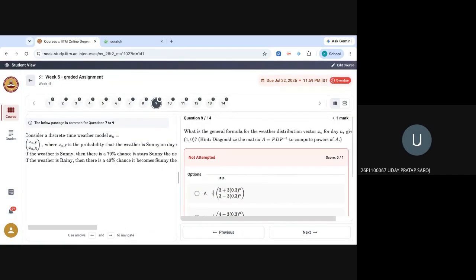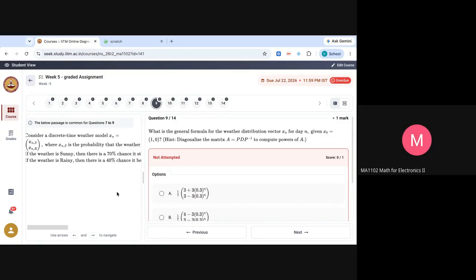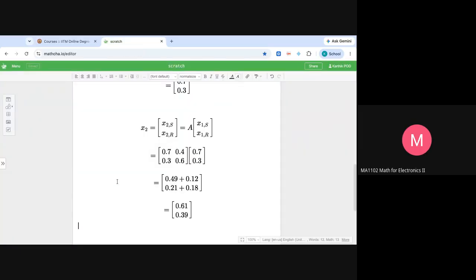Okay. Question number 9. What is the general formula for the vector? Now I think this time they are asking us to generalize what we just did, but using this additional thing called diagonalization. I think I don't have familiarity with this.